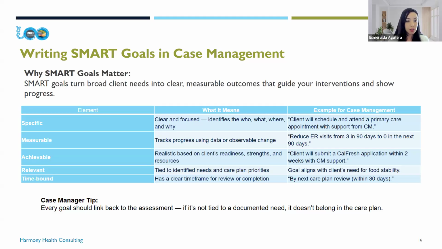Achievable means realistic for the client's readiness, strengths, and available resources. So we don't want to set goals that the clients are not ready or able to work on. So this is crucial when we're developing these goals.